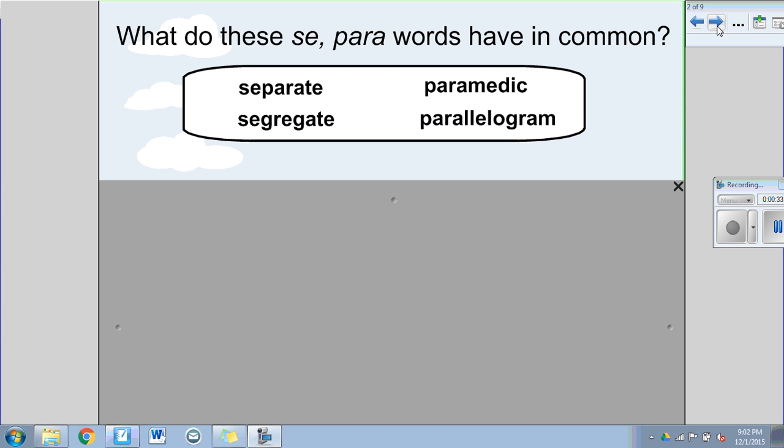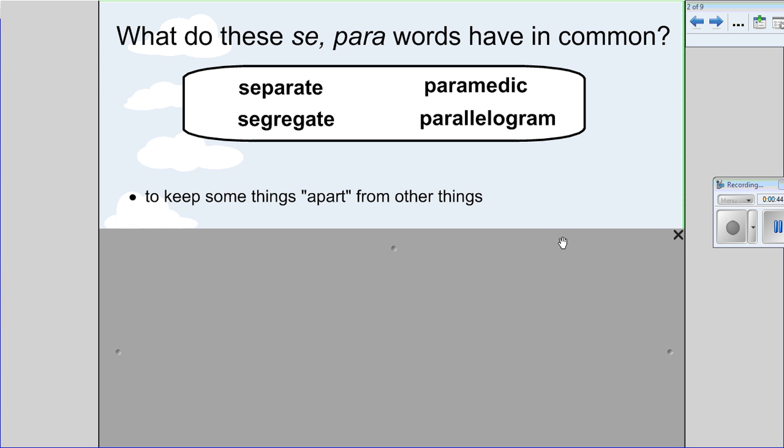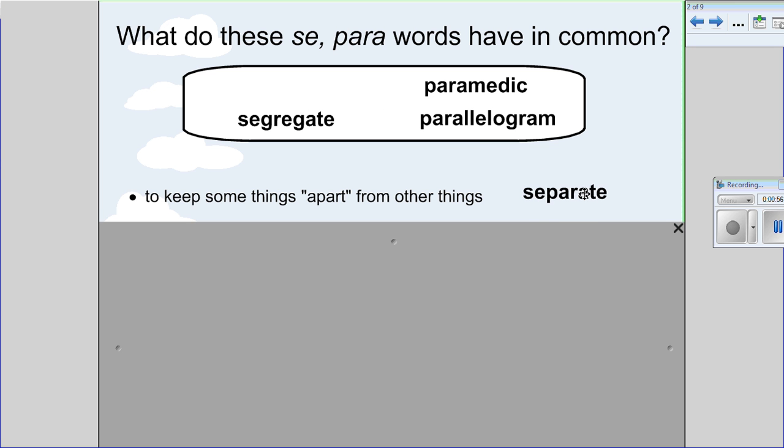We are going to look at 4 words that contain the prefix se or para: separate, segregate, paramedic, and parallelogram. As we are looking at these words, I'd like for you to think about what they have in common with one another. The first definition is to keep some things apart from other things. When we keep things apart, we are often separating the items.